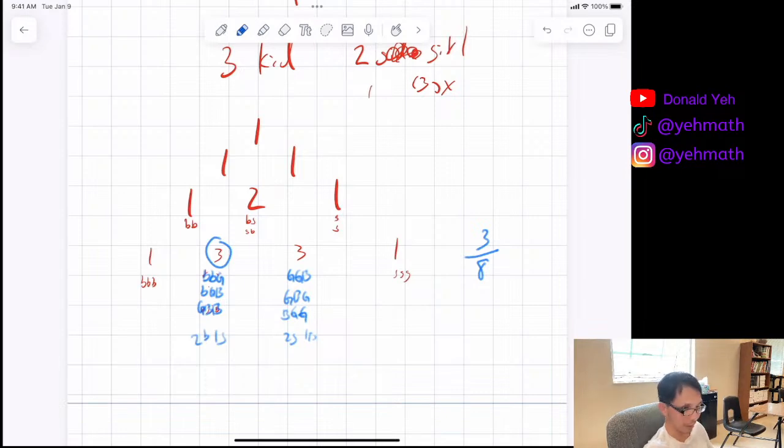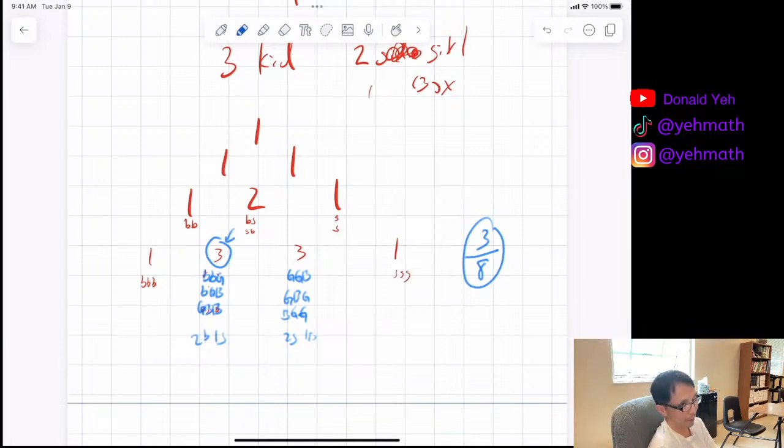Where did 8 come from? Oh, yeah. So 1, 3, 3, 1 is all the total possibilities. One possibility is boy, boy, boy, or one possibility is girl, girl, girl, or three possibilities of 2 boys and 1 girl, and 3 of 2 girls and 1 boy. So 3 out of 8 means it's going to be 37.5% chance that you can get 2 boys and 1 girl.